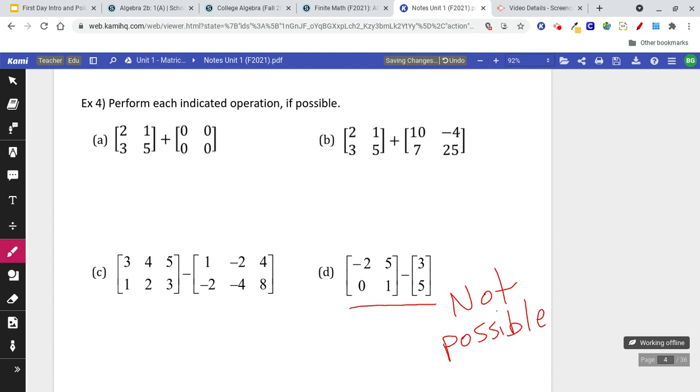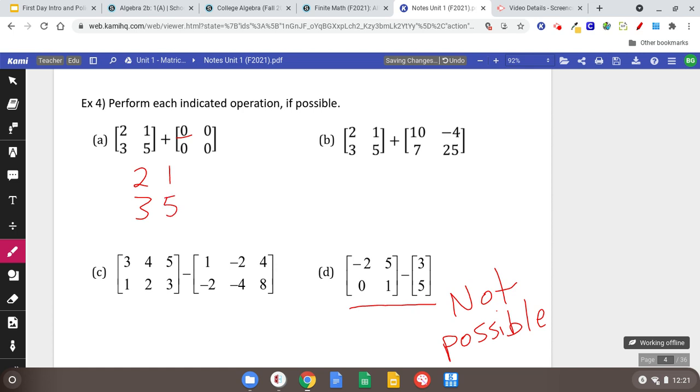Well, the first one's easy. 4A, all you're doing is adding 0. 2 plus 0, 1 plus 0, 3 plus 0, 5 plus 0. That's simple. You're adding a 0 matrix. You're going to get back to the original matrix, of course.